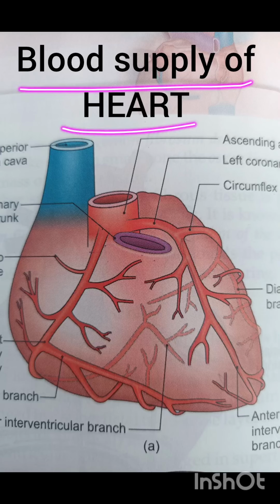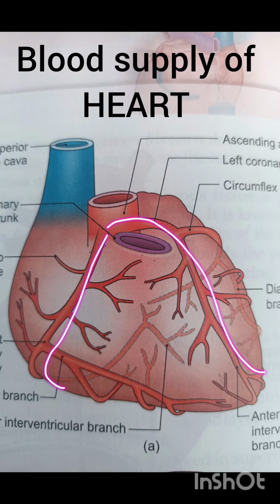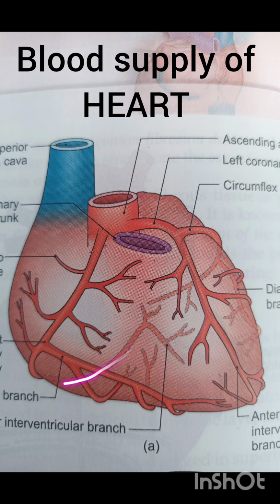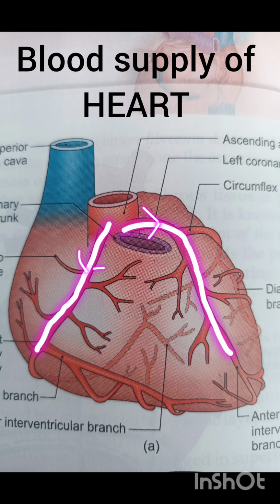Blood supply of the heart, in which we will look at the features of the coronary arteries. These arteries are functional end arteries. Meaning what? They anastomose with each other, but one cannot compensate for the other artery in case of thrombosis. Now the ascending aorta gives rise to two branches, the right coronary artery and the left coronary artery.